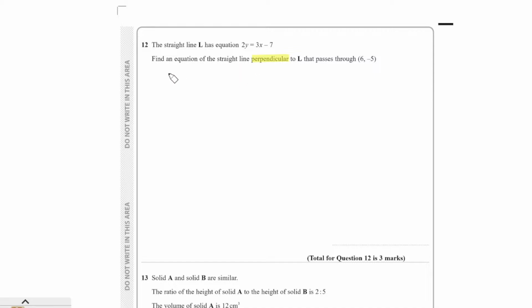So the equation of any straight line is y equals mx plus c. That's our basis. That's our foundation. And that tells you I need to know m and c. M is the gradient, c is the y-intercept. I need to know m first. I need to know the gradient first.